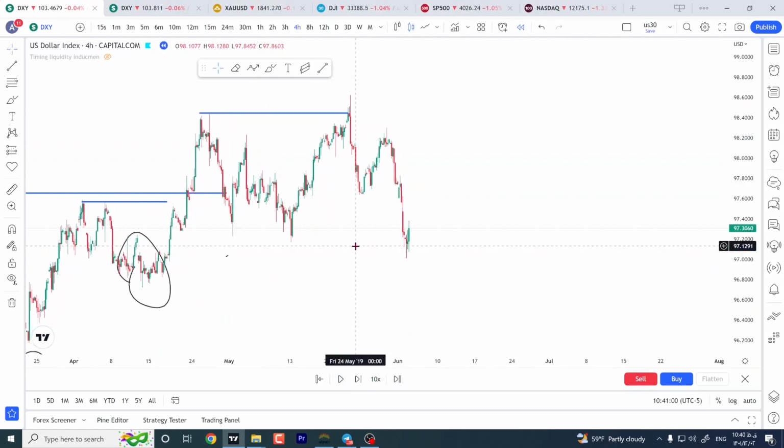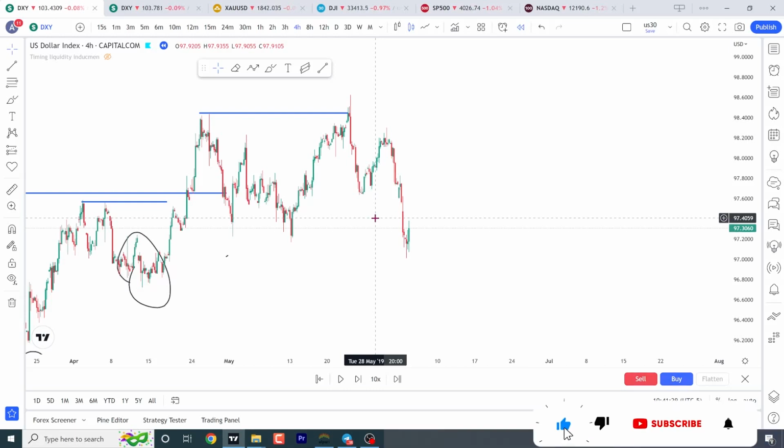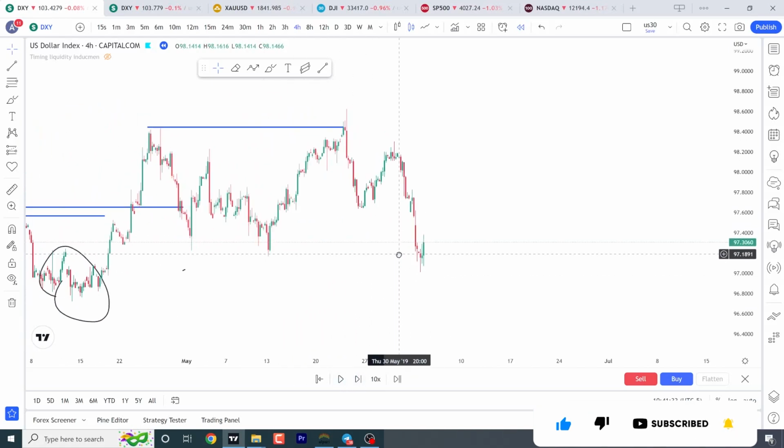Why do I use DXY or the US dollar index? Because it presents the movement of all the stock markets. It presents the movement of euro to US dollar, and it presents the economy of the world itself, because it's the US dollar. So when something works on the US dollar, you can find other assets that it works on too. Anyway, let's talk about this.